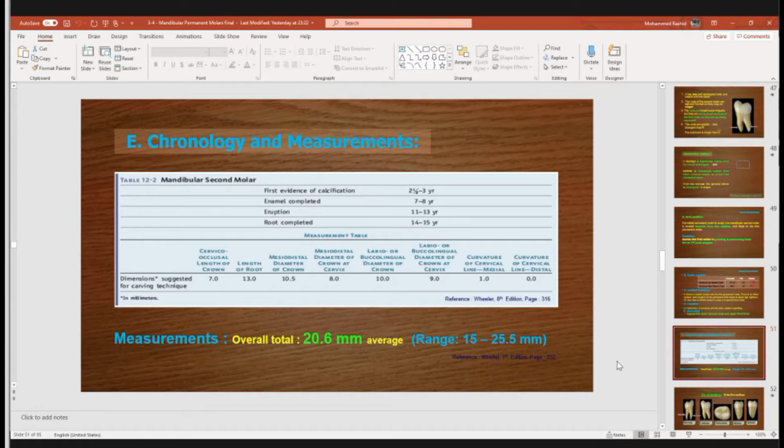It has 5 surfaces as usual: buccal, lingual, occlusal, mesial, and distal. And number of roots, it has 2 roots.